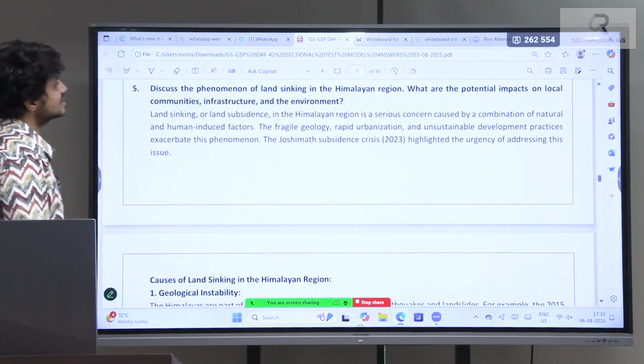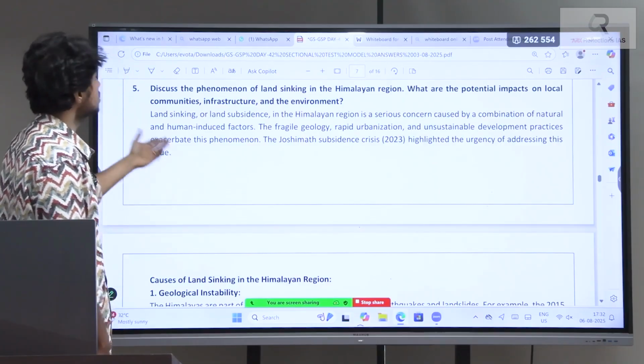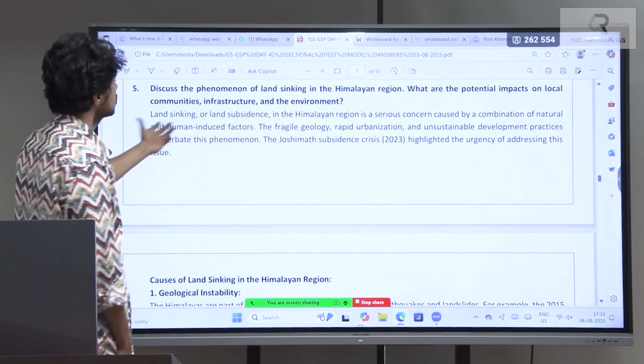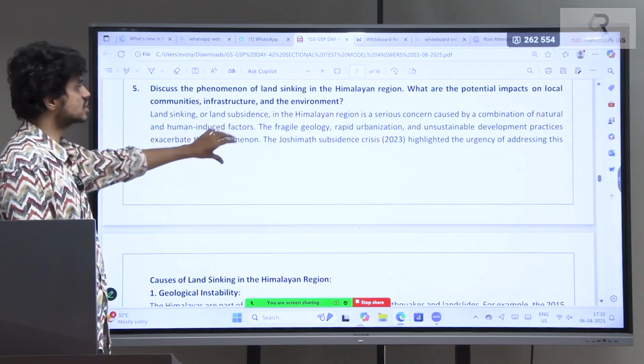Discuss the phenomenon of land sinking in the Himalayan region. What are the potential impacts? So what is the land sinking? Land subsidence in the Himalayan region is a serious concern caused by natural and human induced factors. So I am not getting into the body, but I am saying it happens because of these factors.